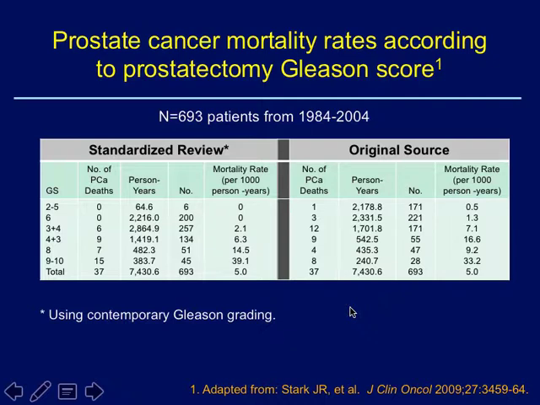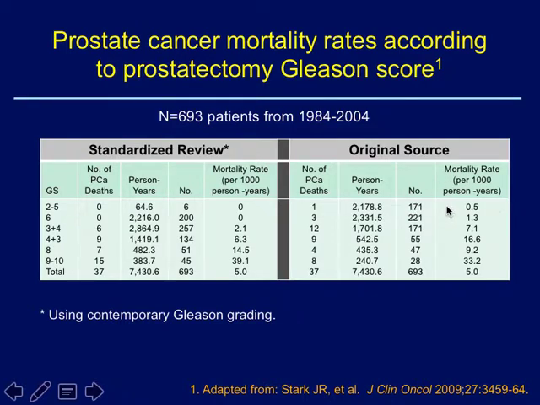This is a great study out of the Harvard group looking at original source grading versus standardized review using the 2005 modified Gleason scoring system. And what you see is they rescored these. By rescoring, less than 1% of cases, there are almost 700 patients, got graded as Gleason scores of 2 through 5 with the 2005 modifications, whereas over 20% of the original biopsies were scored this way. But look at the mortality rate.